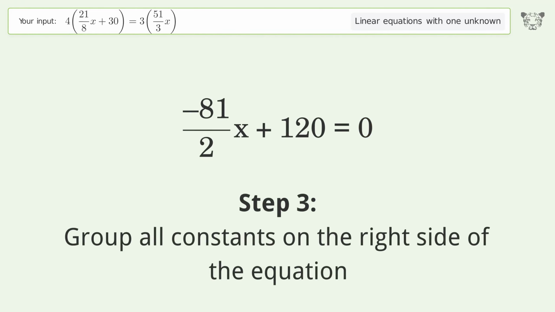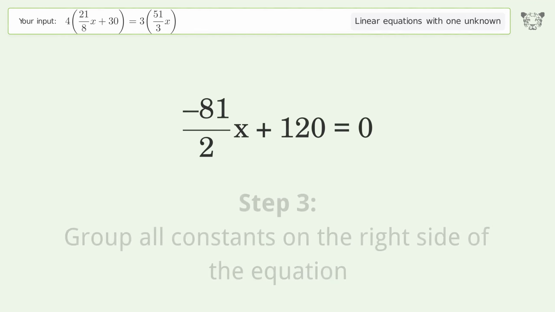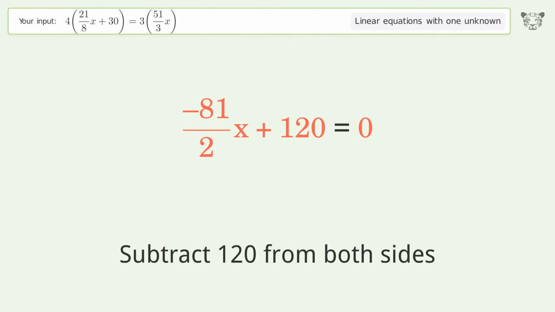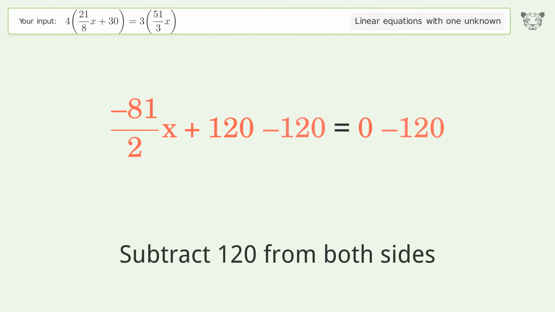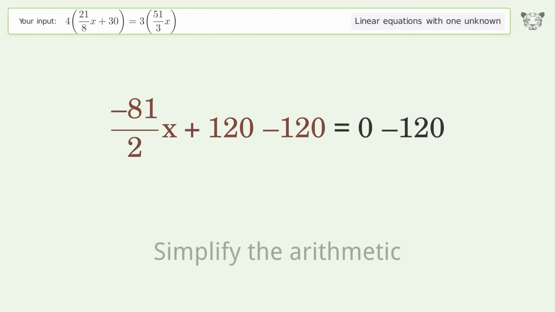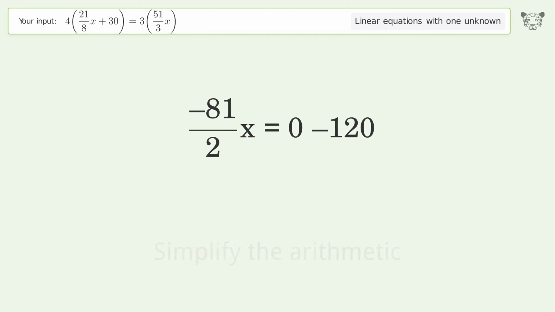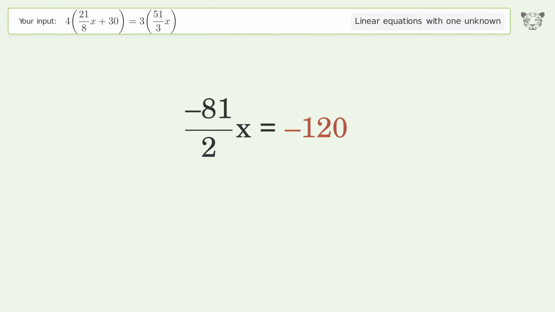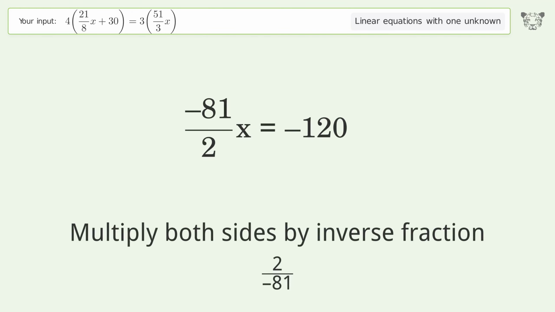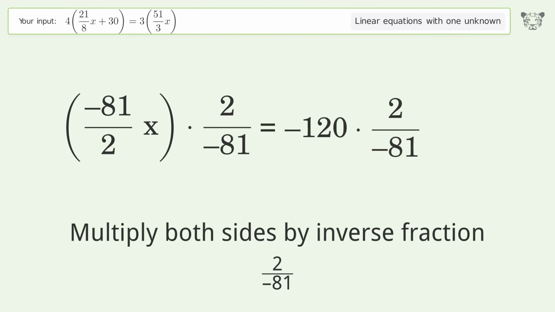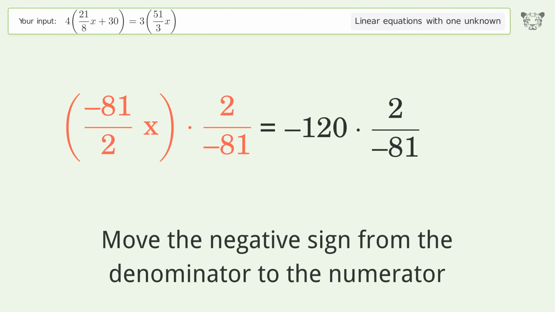Group all constants on the right side of the equation. Subtract 120 from both sides. Simplify the arithmetic. Isolate the x. Multiply both sides by inverse fraction 2/-81. Move the negative sign from the denominator to the numerator.